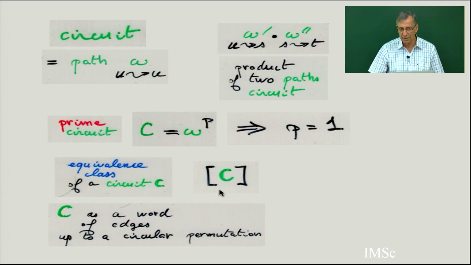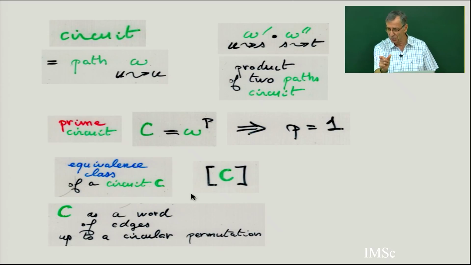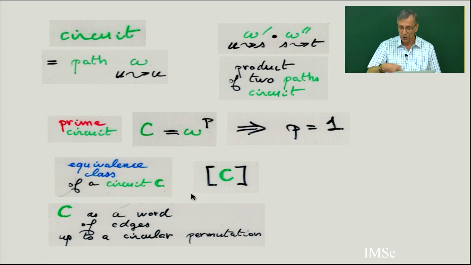And then I will take the equivalence class of prime circuits, or of circuits. A circuit is a word in terms of edges. It can be a word in terms of vertices, but if you look at the edges between two vertices, s0 to s1, s1 to s2, s2 to s3, you have a word in edges. For each edge, the ending point of an edge is the same as the starting point of the next edge. So as a word of edges, you take the conjugacy class.